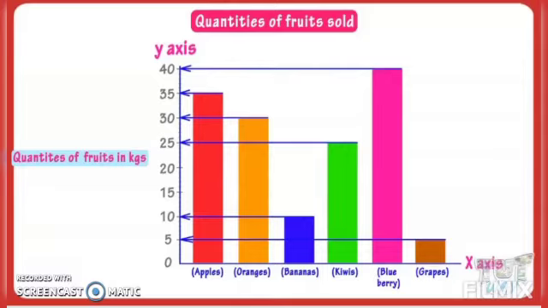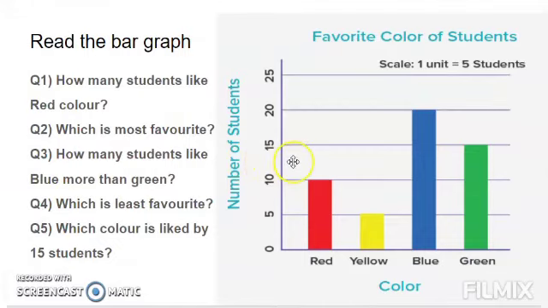Now let us see an example in which some questions based on the bar graph are given. Now by looking at this, we can see that favorite color of students is represented on this bar graph, and on the x-axis we can see the names of the colors, and y-axis is showing us the number of students who like these colors. So let us read the first question. How many students like red color? So we'll check the red bar, and the length on the y-axis, it is 10. So 10 students like red color.